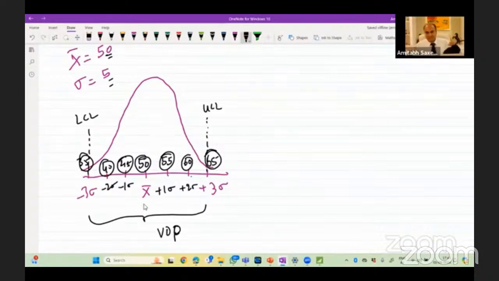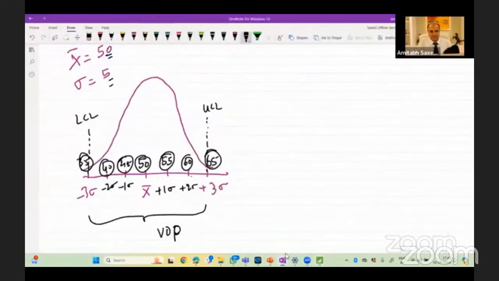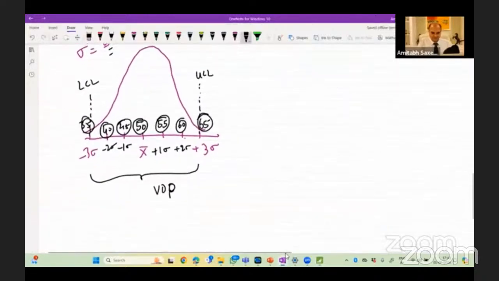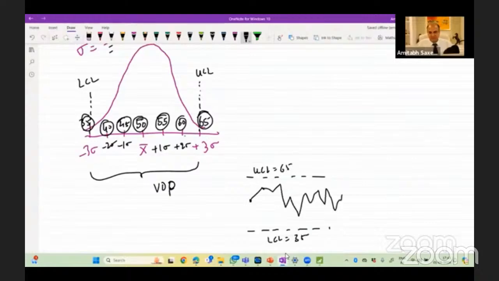Now I just approximated standard deviation as 5, but if I ask Minitab to make my control chart, we call this a control chart. If I do this as a chart, I have a lower control limit of 35 and an upper control limit of 65. It means all of my recruitments will be between 35 and 65.